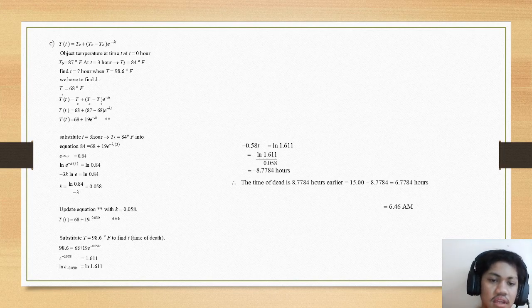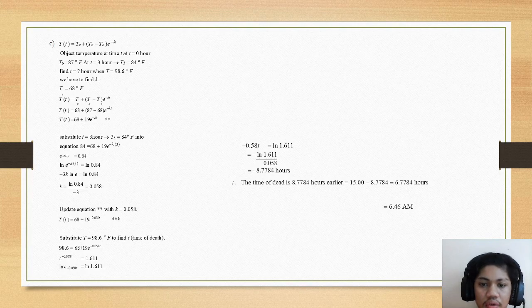0.058 times t. We substitute T to the value 98.6 because we want to find the time of death. So the equation is 98.6 equal to 68 plus 19 e to the power of negative 0.058 times t. We do the same as previously, and we got t is negative ln 1.611 divided by 0.058, and the answer is negative 8.7784 hours.